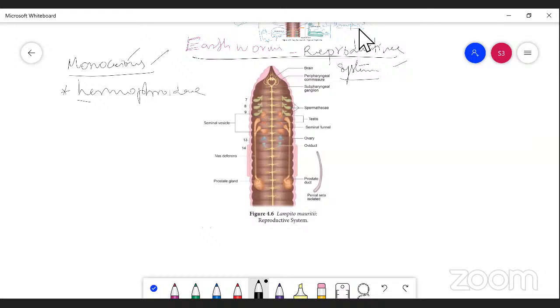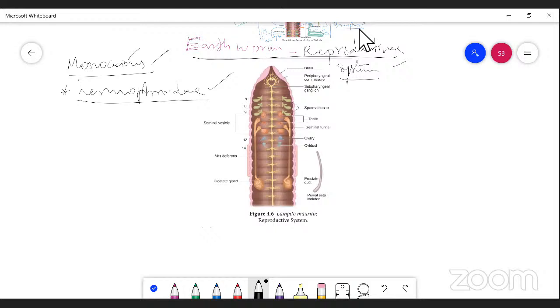What is the meaning of hermaphroditic? It means bisexual animals: two sex organs, the male reproductive organ and the female reproductive organ, are both present in the same animal. Hermaphroditic is another term for monoecious. So the earthworm is a monoecious or hermaphroditic animal. The male and female reproductive organs are found in the same animal.